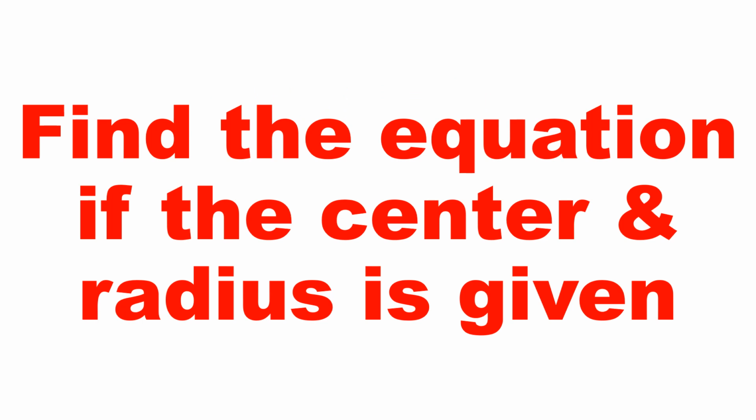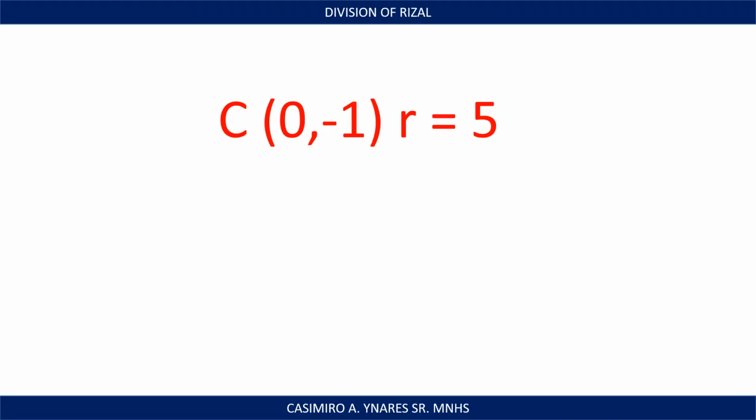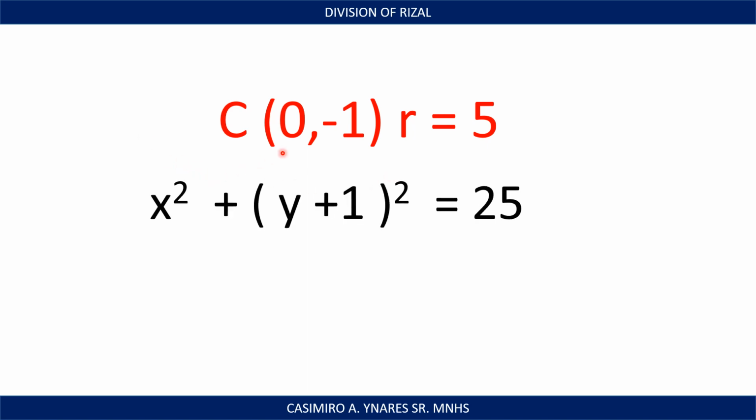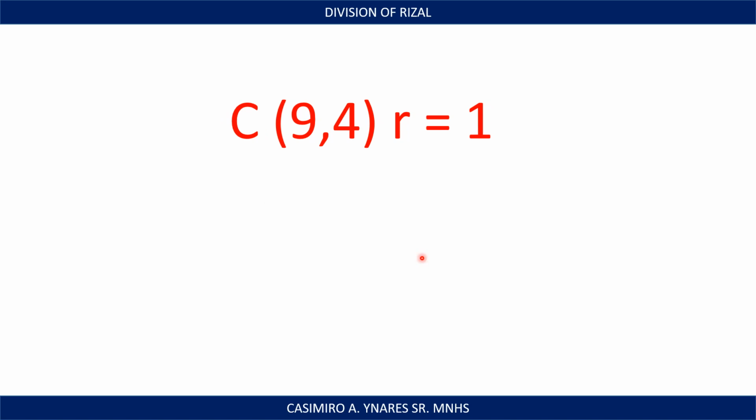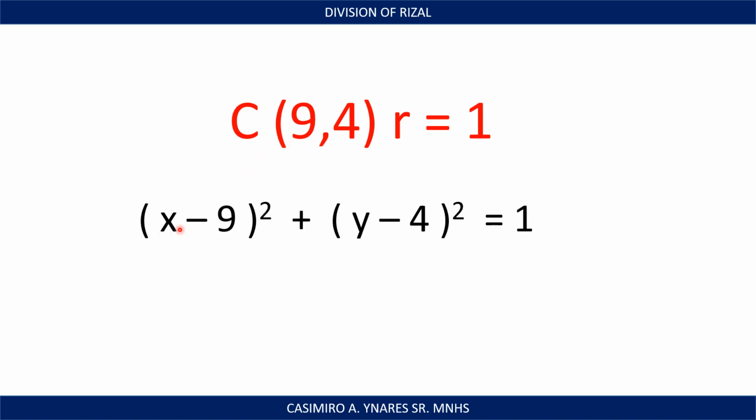Next, find the equation if the center and radius is given. So we have the center 0, negative 1, and the radius is 5. So we have x squared plus (y plus 1) squared is equal to 25. How about this one? What is your answer? We have (x minus 9) squared plus (y minus 4) squared is equal to 1.